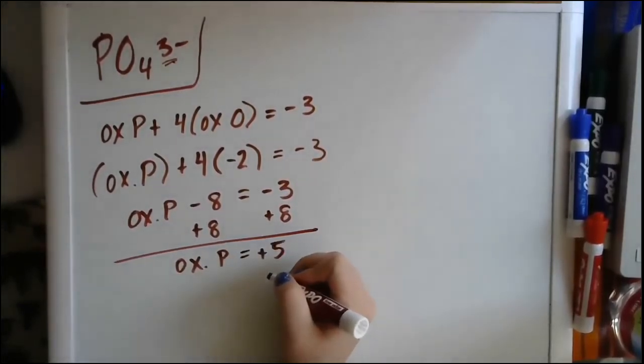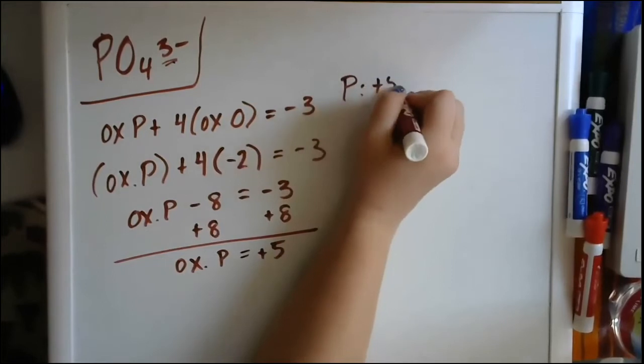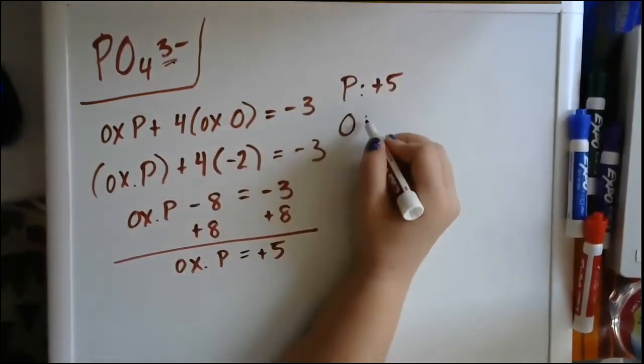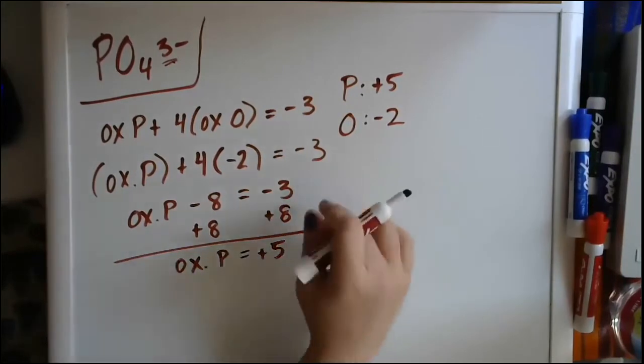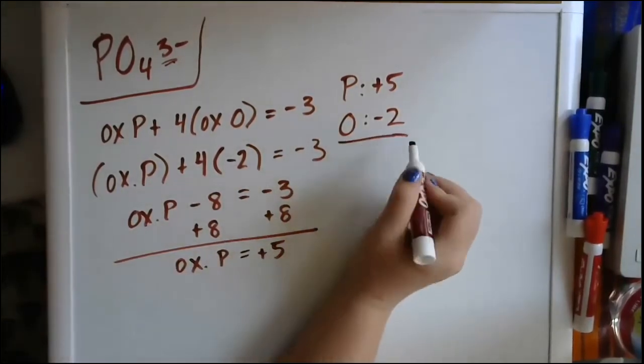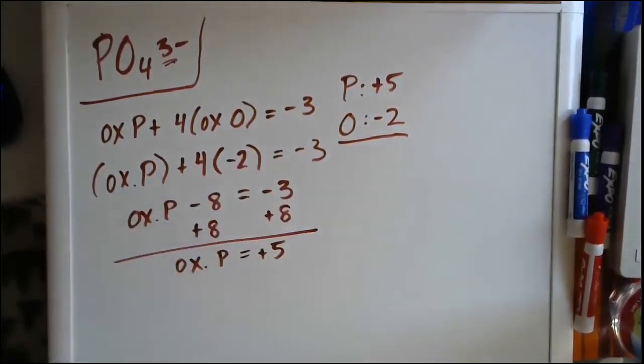Okay, so if the question was, what is the oxidation state of each atom in this polyatomic ion, the oxidation state for phosphorus is +5, and the oxidation state of oxygen is -2. Because we're looking for the oxidation state of each individual oxygen, not the total, okay? I don't need to know what the oxidation state of 4 oxygens is. I need to know what the oxidation state of 1 oxygen is. All right?